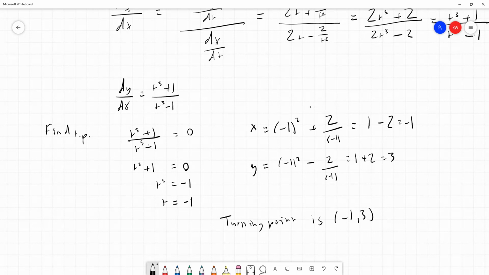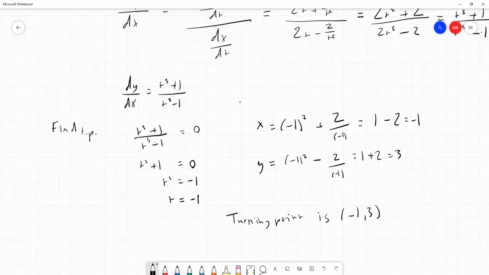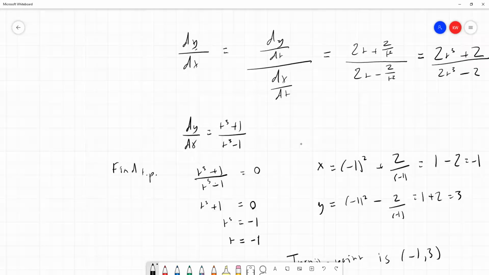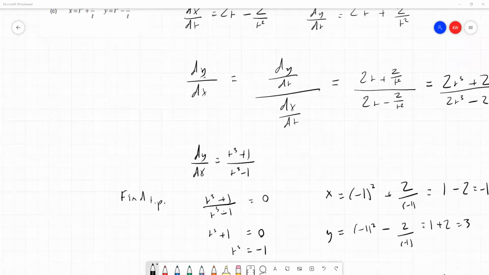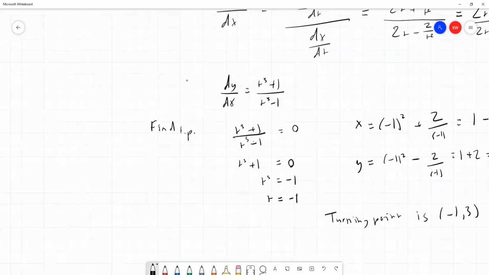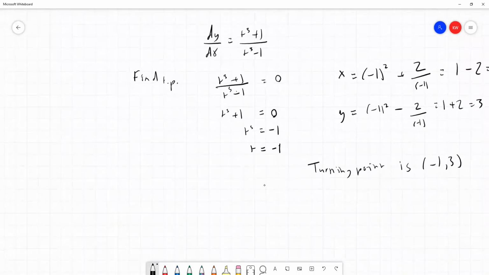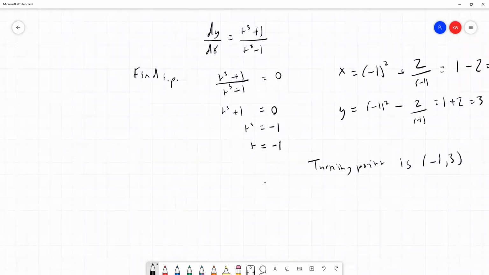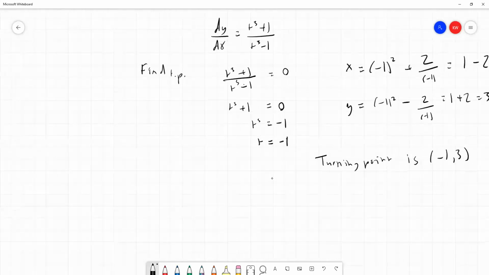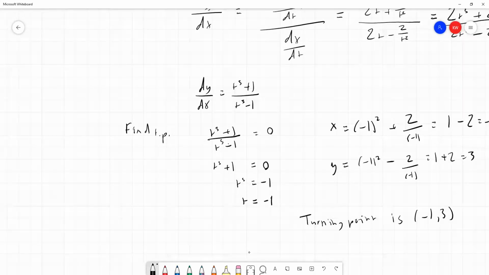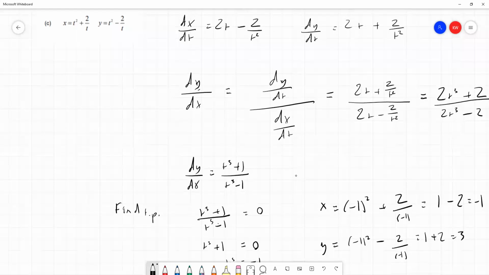We've determined there is, in fact, one turning point, and using that value for t at which the turning point occurs, where dy by dx is equal to 0, we've found our turning point. Now, we must also determine the nature. And to determine the nature of this function, we're going to have to take the derivative with respect to t of dy by dx and use that alongside the value we've already found for dx by dt.